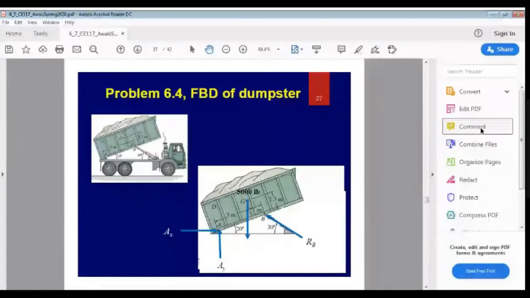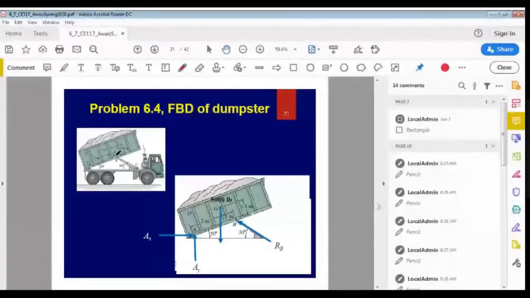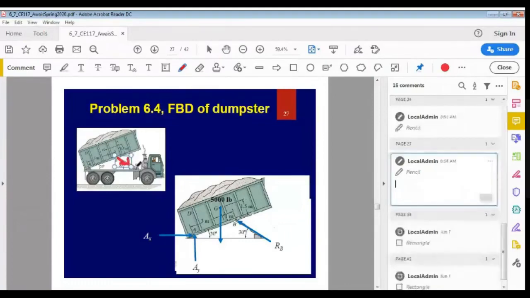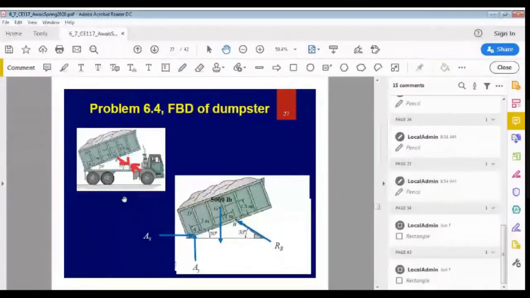So I want to show the forces inside the cylinder, inside this link. If I am assuming that the hydraulic cylinder, or hydraulic link, is taking a tensile load, this will be the direction of forces inside the cylinder. So now if I am drawing the free body diagram of this dumpster, I will show this part of the forces.